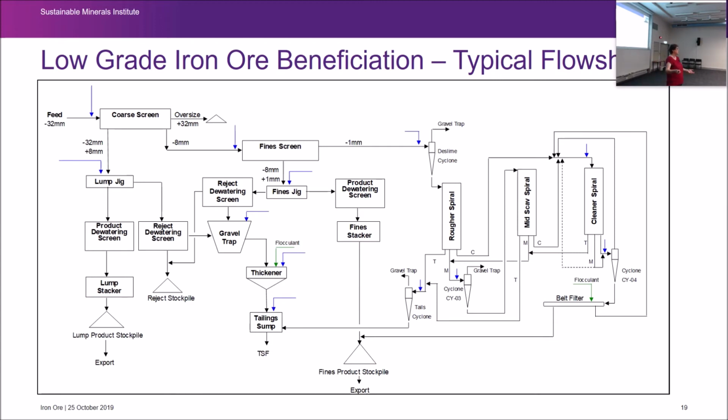And spiral plants can have different configurations with roughing and scavenging stages as well as cleaning stages. And the key there is your middling stream on the spiral is the one where you haven't had clean separation, and you're trying to, on the rougher stage, actually process that through an additional scavenger, trying to improve your overall recovery without negatively impacting your grade too much.